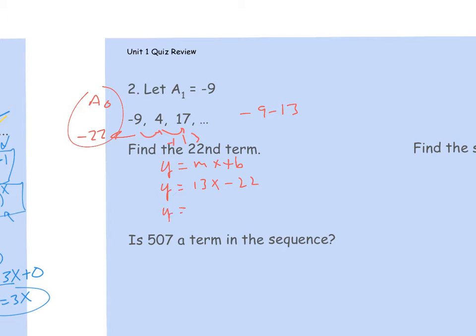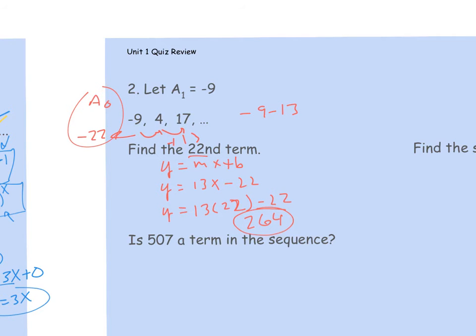So y equals, if I want to find the 22nd term, just plug in 22 for x. So that's 13 times 22 minus 22. If you plug that into your calculator, you should get 264. So my 22nd term is 264.